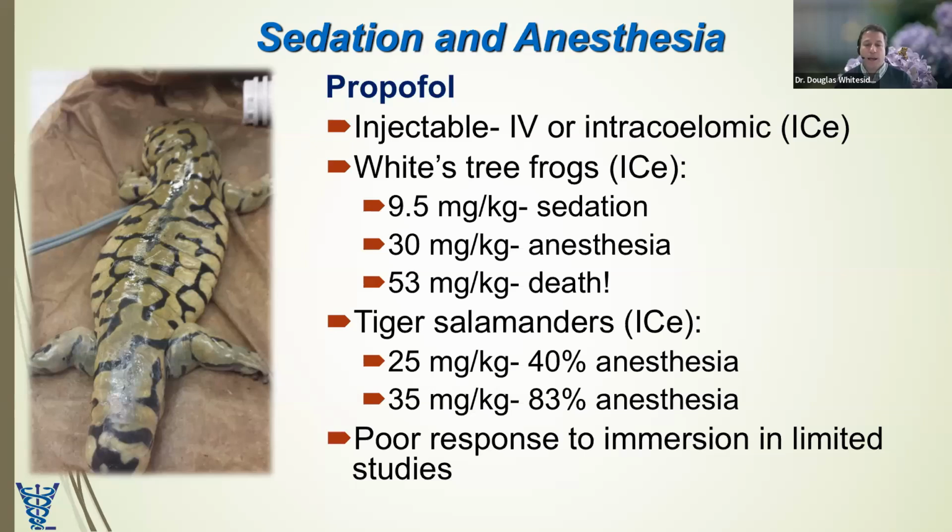But the challenge with this study was that only 3 frogs were used, so a very, very small group of frogs. In tiger salamanders, one study found that 25 milligrams per kilogram resulted in about 40% of animals becoming anesthetized, and 35 milligrams per kilogram, 83% anesthetized. Immersion studies have also been looked at, but most of them had very poor response, and in higher doses it actually ended up killing individuals as well. So for those reasons, I usually don't recommend propofol anesthesia. As I say, we've got better anesthetic drug selection available, alfaxalone, for example, if we want to get some good sedation.